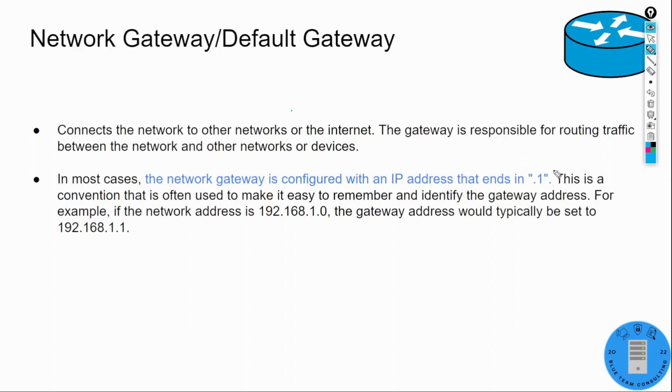The thing I'm highlighting in blue here is the network gateway is configured with an IP address that usually ends in .1. That makes it easy to remember and easy for us to identify how traffic's going out of the network, if we know the gateway is usually .1, to be like, that's the next hop, that's the next route, that's where you're going next. That's how we allocate it.